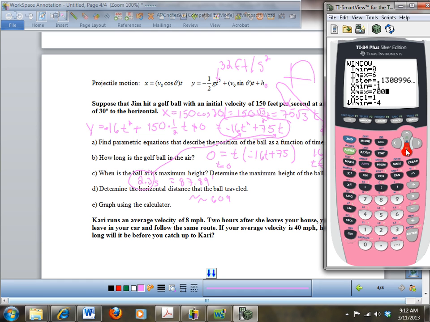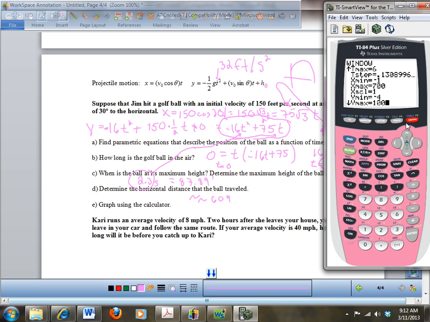This one's in degrees, does it matter? It doesn't matter because I don't have a cosine or sine. Y-min, I'll keep at -4, but Y-max, I'm going to set to like 100, because I figured out that it went up to about 88 feet. And then if I hit graph, let's see what happens.